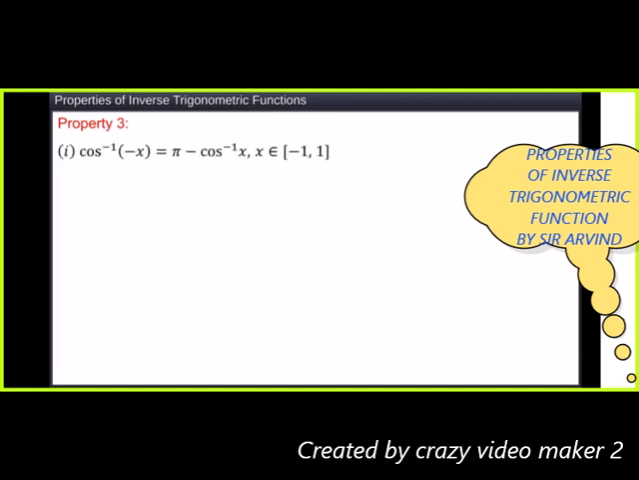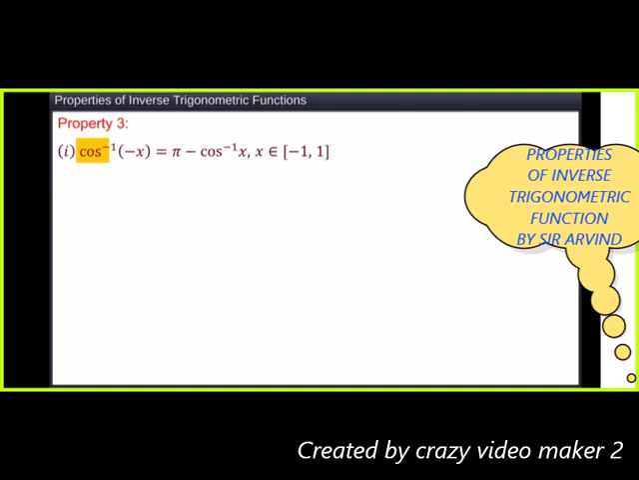Let us take the third property. Cos inverse minus x is equal to pi minus cos inverse x. Similarly, sec inverse minus x is equal to pi minus sec inverse x. Similarly, cot inverse minus x is equal to pi minus cot inverse x. All these three inverse functions have their range in the first and second quadrant.